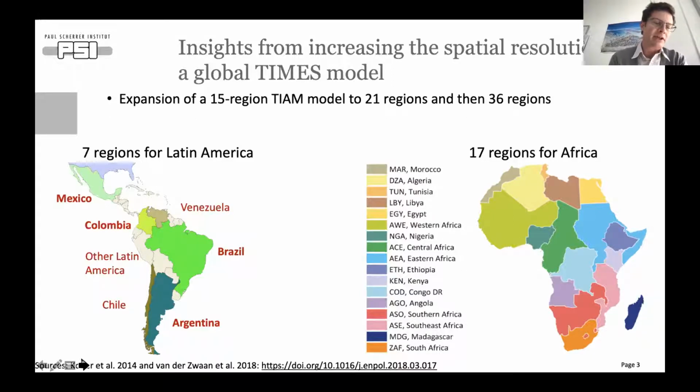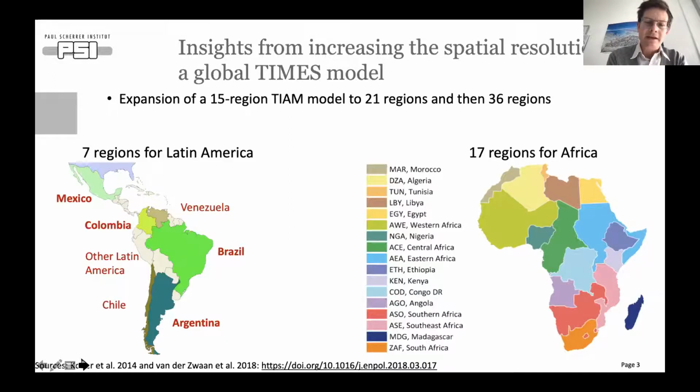So this refers a little bit to also what Marcus has said. So with a higher spatial resolution, we want to contribute to the fact that different regions, or in Marcus' case, it was different supply/demand options, are different. So the heterogeneity of the energy system.